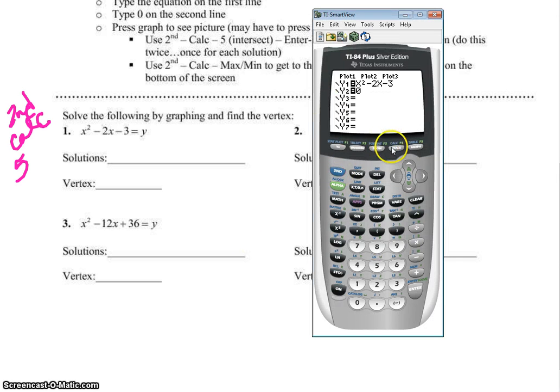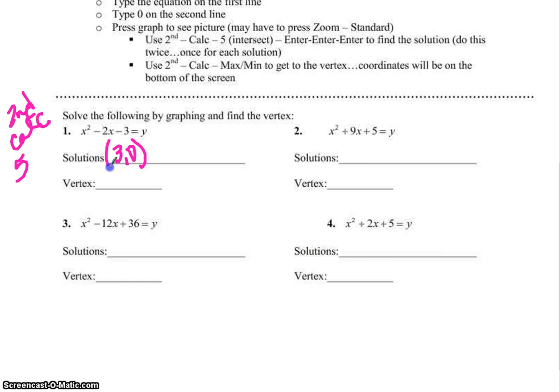So second Calc 5, let it draw, enter, enter, enter. Now look and see, I went too fast, let me do it again, second Calc 5, enter, enter, enter. And my solution is (3, 0). Look at your calculator, at your graph, and see where it's at. It's the one on the right. So (3, 0) is the solution. It could also be written x is equal to 3.